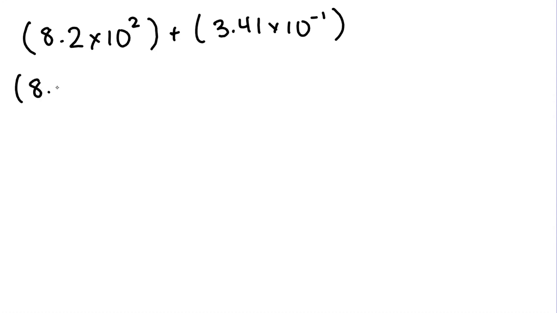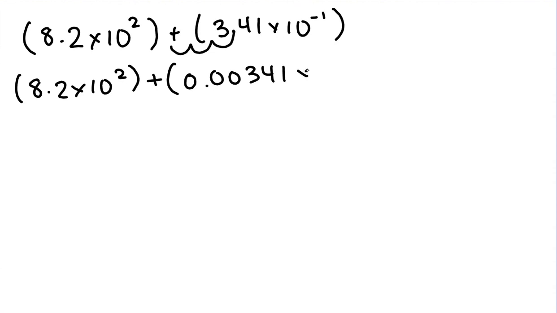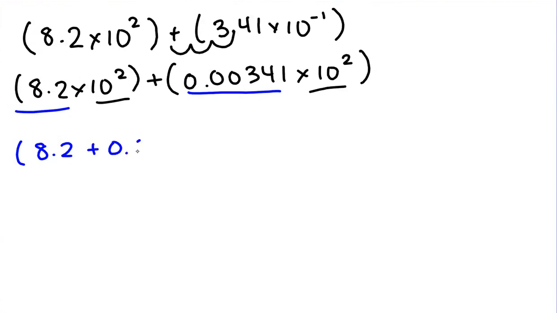So we're going to rewrite this plus, we're going to move this 3 times, so that our power is 2. Okay, now we can use distributive property because these are the same. So we're going to take these two numbers and add them together. And then that's going to be multiplied by 10 to the power of 2.